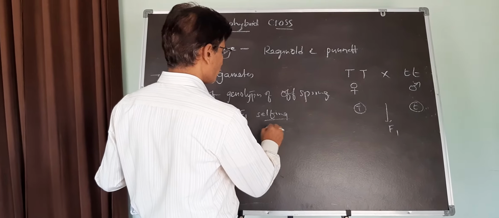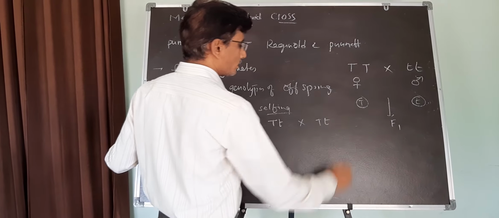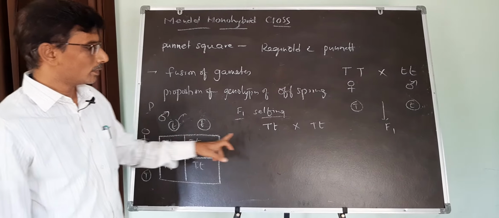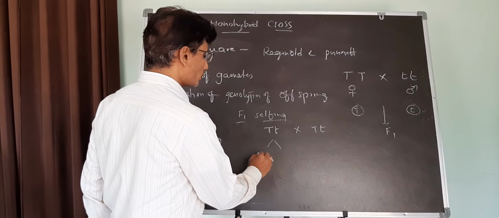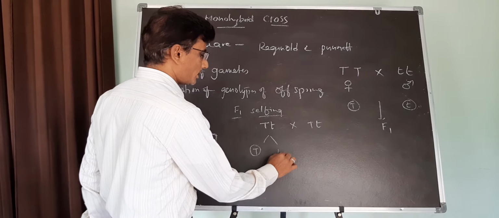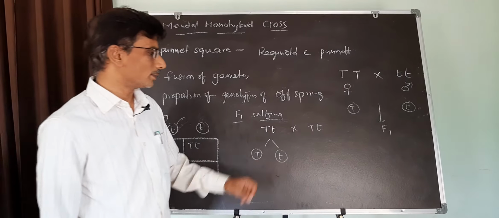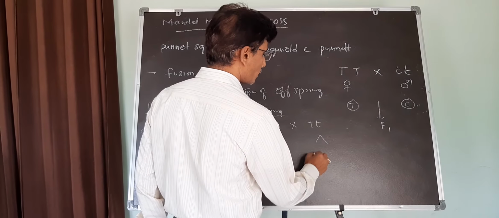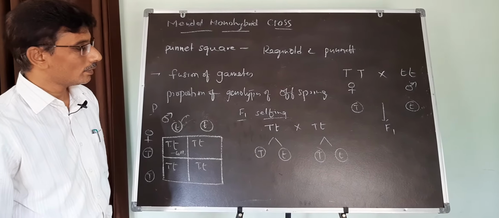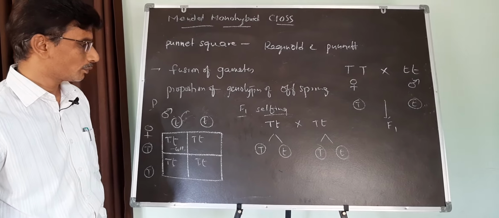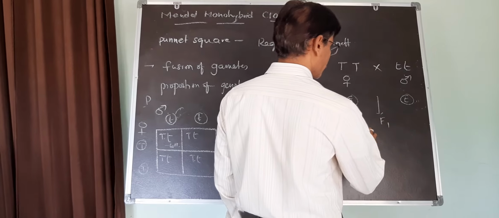Then the F1 plants: one is capital T, small t, another one is capital T, small t. What will happen? The heterozygous F1 plants are able to produce 2 types of gametes, capital T gamete and small t gamete, meaning allele capital T and allele small t. Like that, this also produces 2 types of gametes, the gamete with genotype capital T and the gamete with genotype small t. So, then what will happen? Now, let us draw the Punnett square.